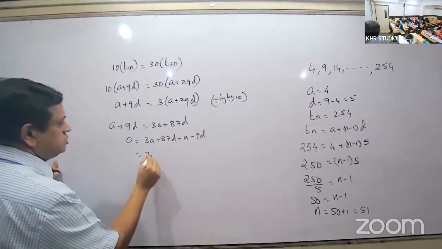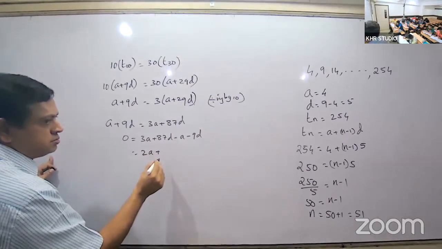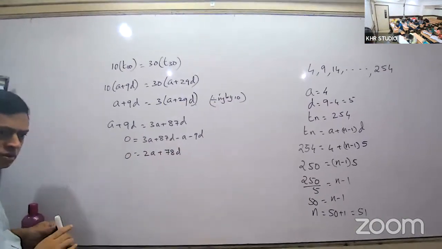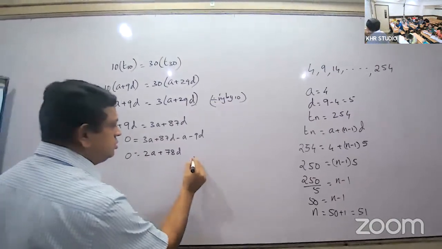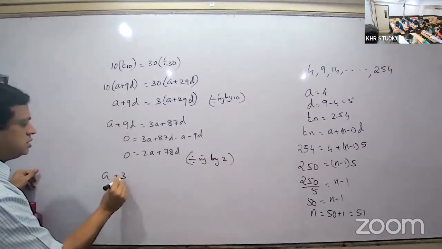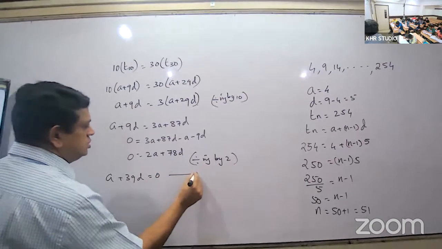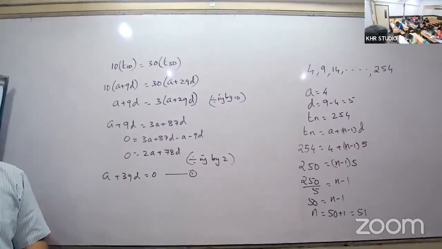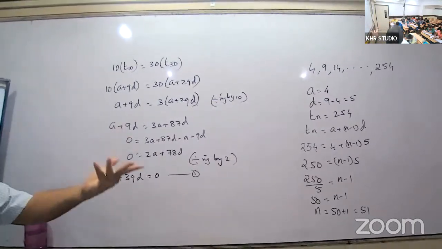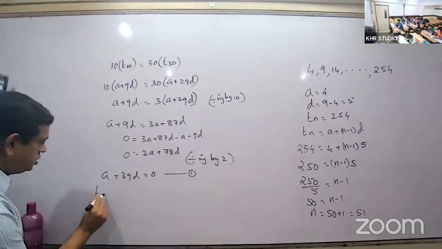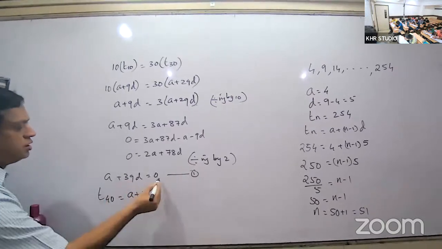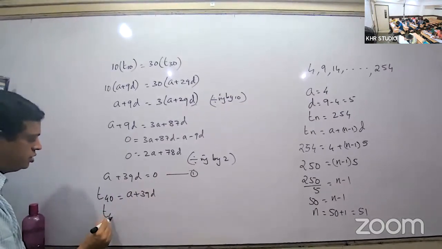3A minus A is 2A, plus 78D. Can you simplify further? Divide by 2, and you get A plus 39D equals 0. Those who multiplied and simplified must reach this point. Now what do you have to find? The 40th term. T40 is equal to A plus 39D. What is the value of A plus 39D? It is 0. Therefore, T40 is equal to 0.